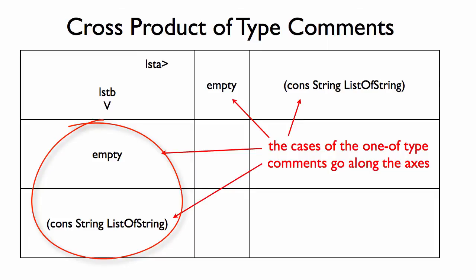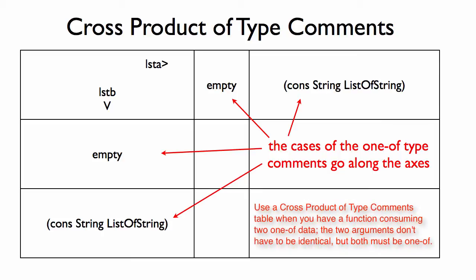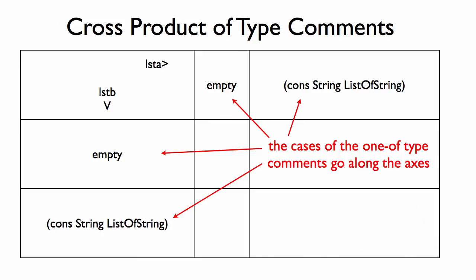I just want to stress you can use this design approach even if the two types are not the same. So if you had list of string and list of number, you could use this. If you had list of string and binary search tree, you could use this. The key thing is that both types have a one-of in their type comment. So we've got the cases of the one-of type along the axis.